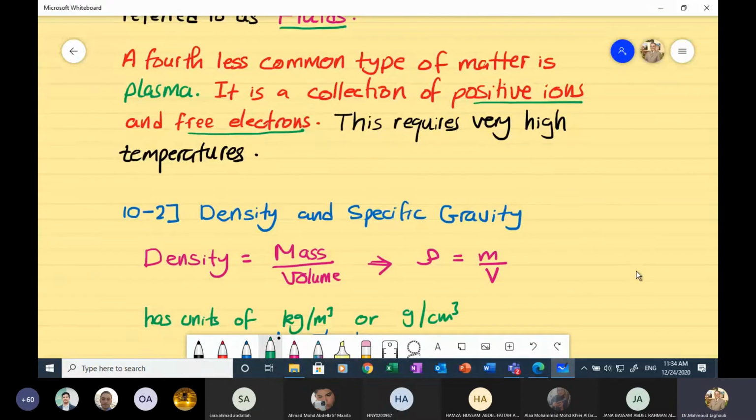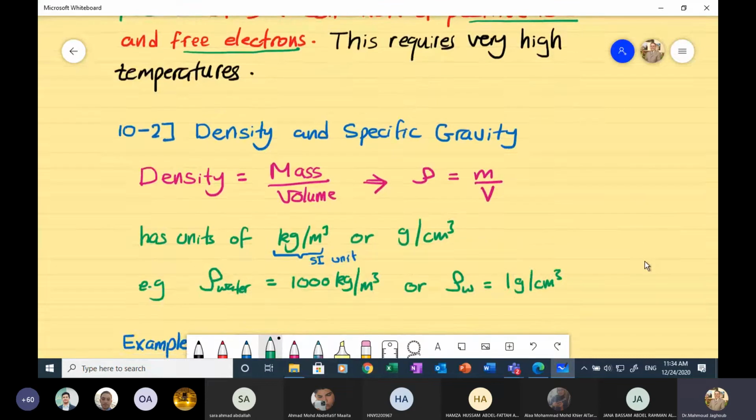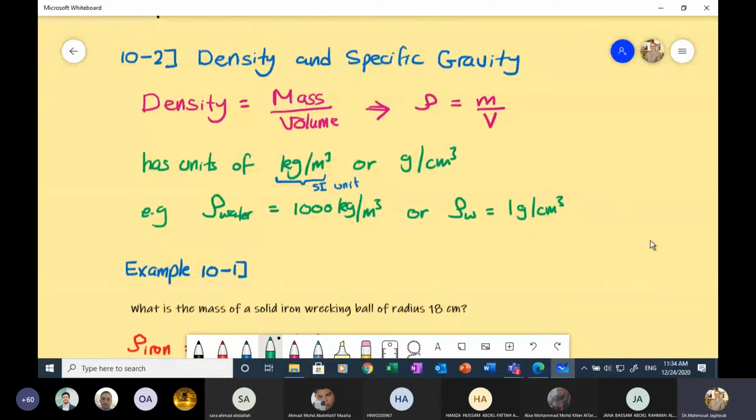Okay, we will start with some definitions that we will need. بعض التعريفات اللي راح نحتاجها. اللي هي density and specific gravity. Now density, as you all know, is the mass divided by the volume. نسميها كثافة. And therefore we define rho to be equal to the mass divided by volume. If you don't know this symbol, it is called rho. R-H-O. Rho.